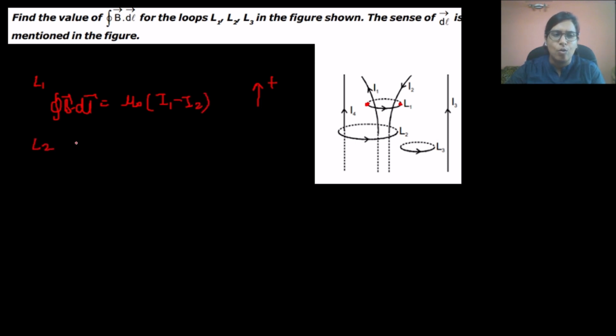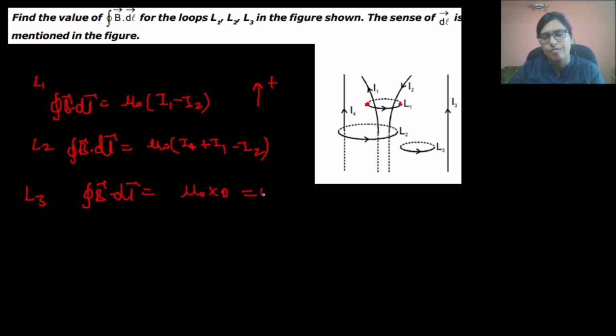Similarly you can write for loop L2, this will be B dot dl and this will be mu naught times. For loop L2 there are three currents in this loop. First current I4 in the upward direction, so I4 will be with positive sign, then I1 also in the upward direction and I2 in the downward direction. Similarly you can write for L3, it will be 0 because there is no current. So if the integration of B dot dl is 0, that means the net current is 0, but we cannot say about the magnetic field.